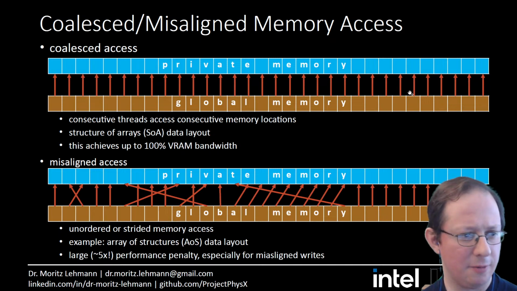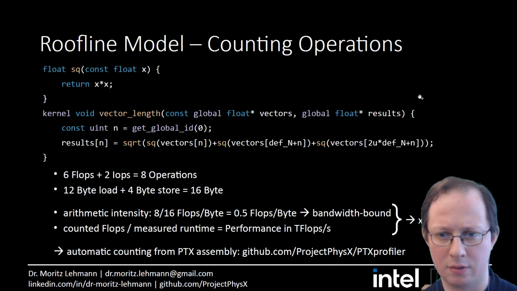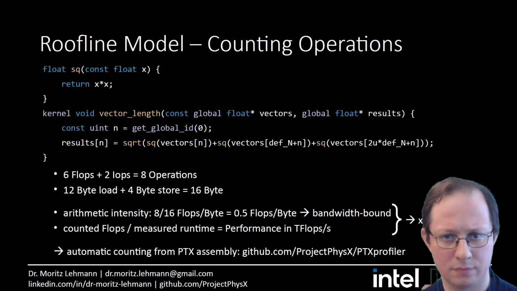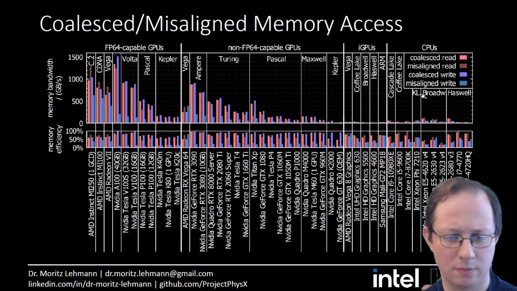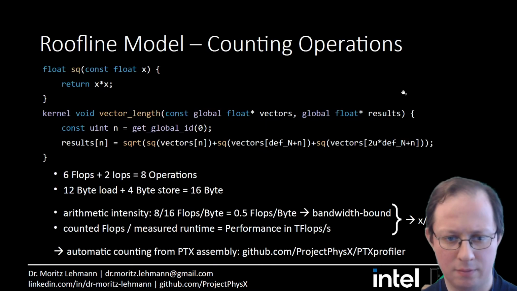If I skip ahead here. You can skip ahead. So the next slide was just that the performance for coalesced misaligned memory access is different across GPU architectures. The biggest penalty is for misaligned write access. Okay.